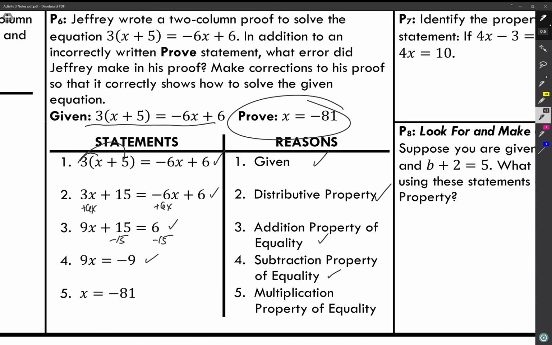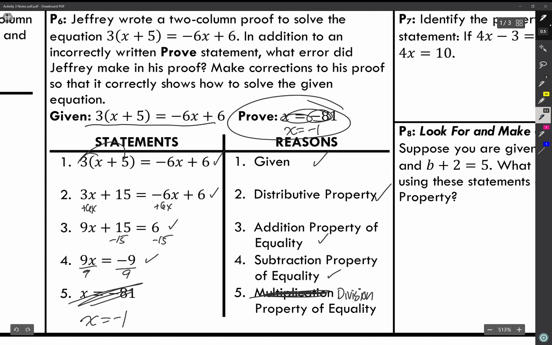So our correct way to solve this one would be what? To divide both sides by 9. And when we do that, we get x is equal to, so negative 9 divided by 9 is just negative 1. Okay. So that means instead of multiplication, it will be division. And then instead of x equals negative 81, it's x equals negative 1.